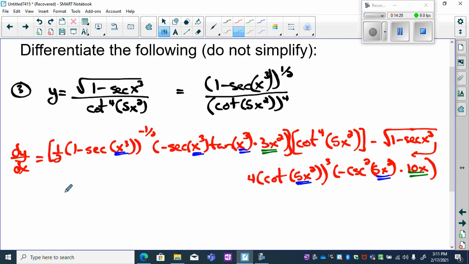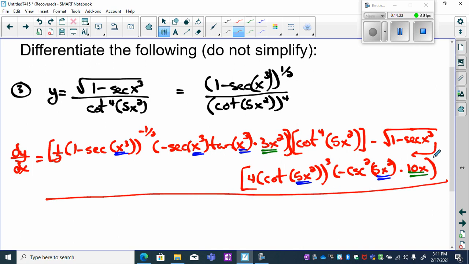And this whole thing, all right, so there's my f prime from here to here. There's my g of x minus f of x right here times, from here to here, g prime of x. It's all over the bottom squared. Now, if I squared that, cotangent to the 4th 5x squared times cotangent to the 4th 5x squared would give me cotangent to the 8th 5x squared. And you don't have to simplify that. All right?